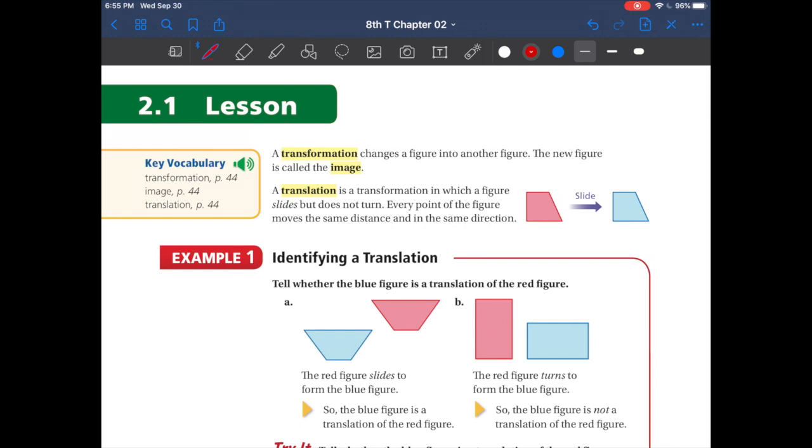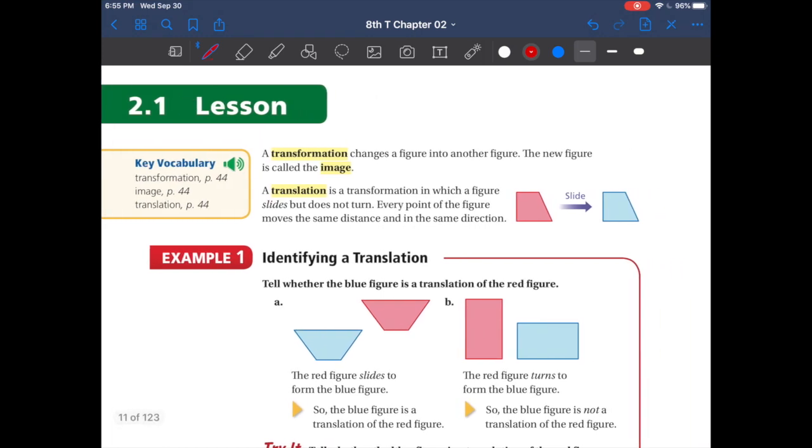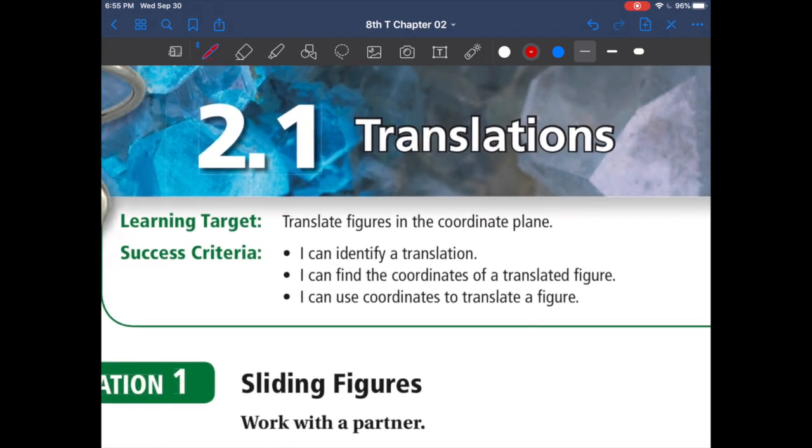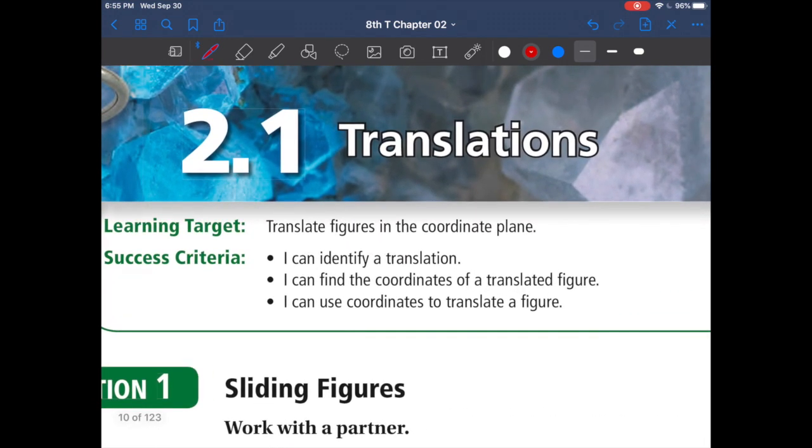Hello everyone, in this chapter we are in chapter 2, 2.1. This lesson talks about translations. Now this may be new for a lot of you, so don't be stressed if you are struggling on this chapter, but it'll be okay. We'll get through it. So what can we do by the end of this chapter?